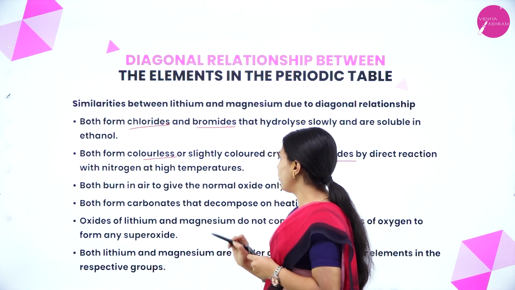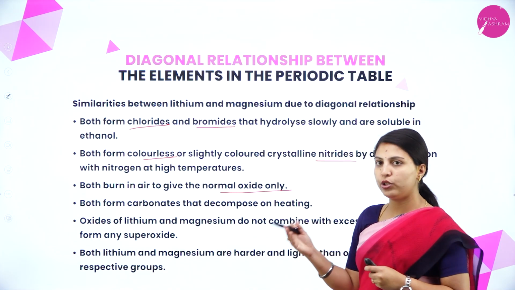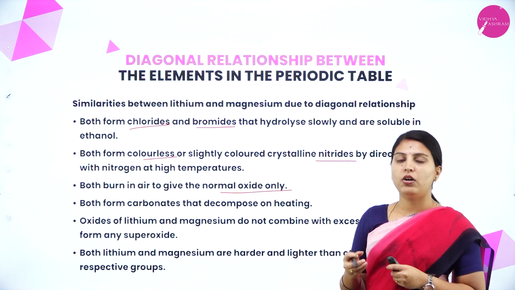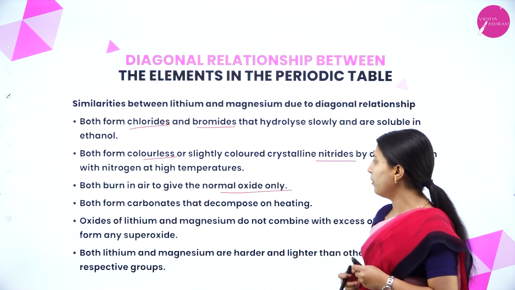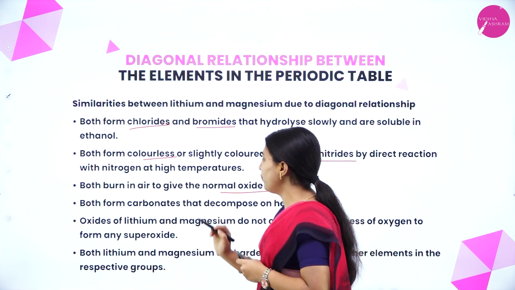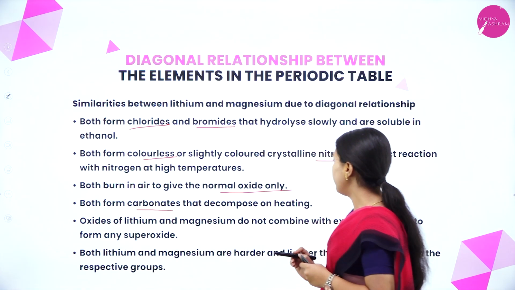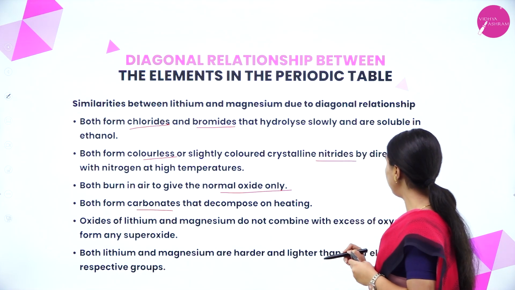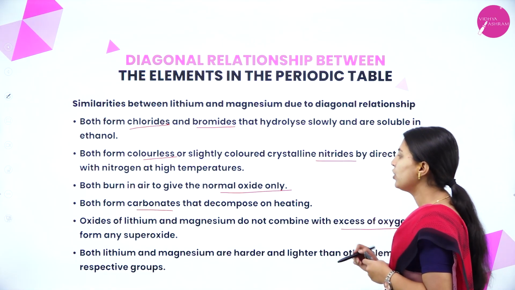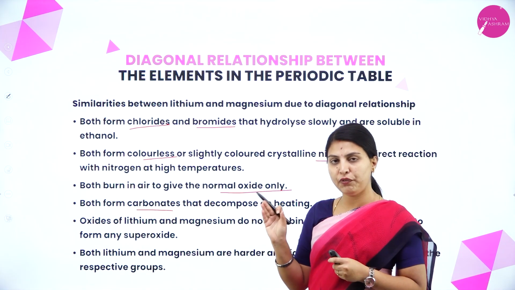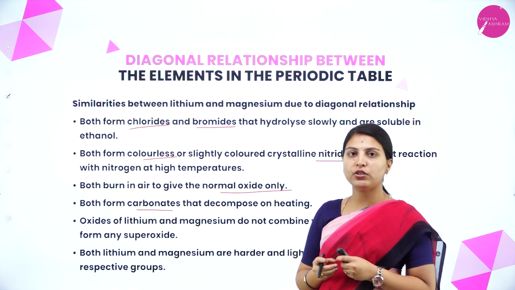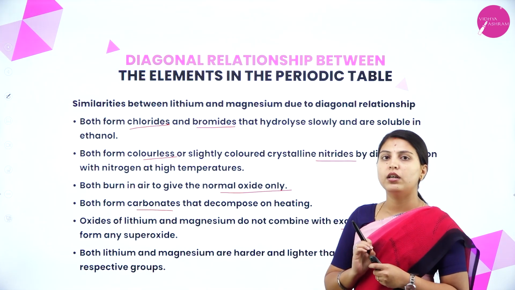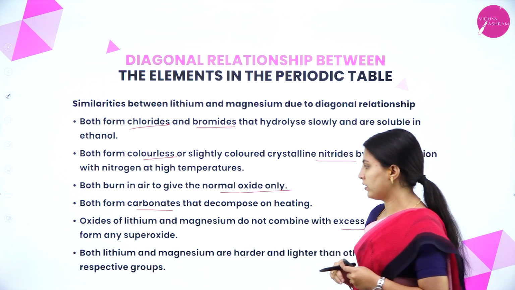Both burn in air to give normal oxide only. Both will react with air or burn with air to form oxides. Both form carbonates that decompose on heating. Oxides of lithium and magnesium do not combine with excess of oxygen to form any superoxide. It will form oxide, but with excess of oxygen these will not react to form superoxides.